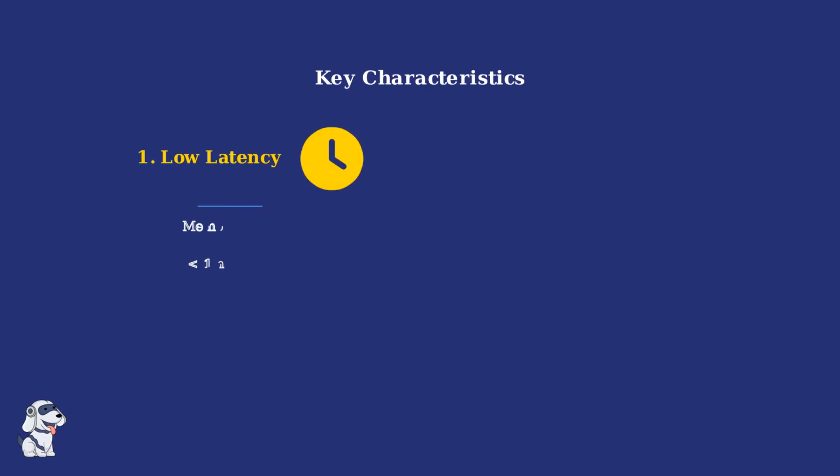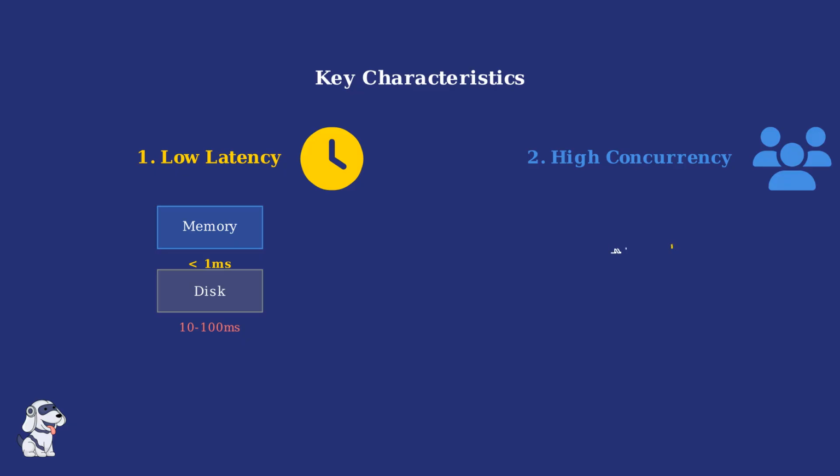First, low latency. When a user makes a request, your application needs to quickly retrieve their session data. Redis stores everything in memory, not on disk, which means access times are incredibly fast, typically under 1 millisecond. Second, high concurrency. This means Redis can handle thousands of users accessing their session data simultaneously without slowing down. Traditional databases might struggle with this load, but Redis is specifically designed for high-performance concurrent access.